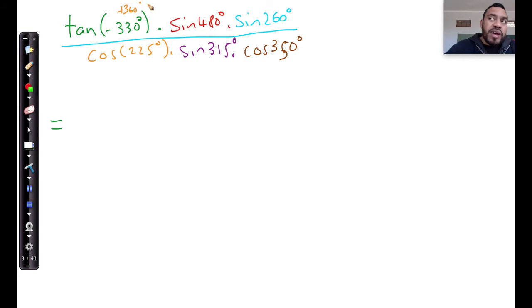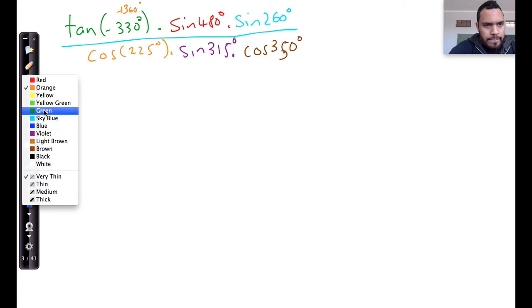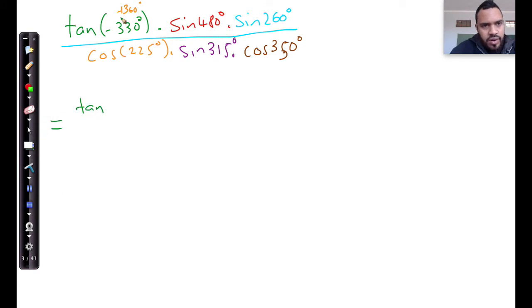And remember, you need to go back to video set 1. The first or the second videos will tell you why that works. So we can just add 360 degrees there, and that gives me positive tan of 30 degrees. I don't even need to reduce it because it turns out to be 30. Now sine of 480 is also outside of the Cartesian plane, so we need to subtract 360 degrees from that. When I subtract 360, I get 120, so that's positive sine 120 degrees.